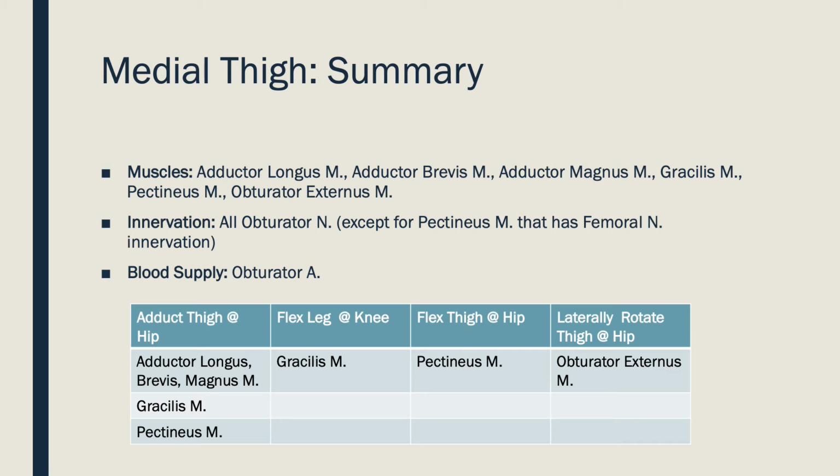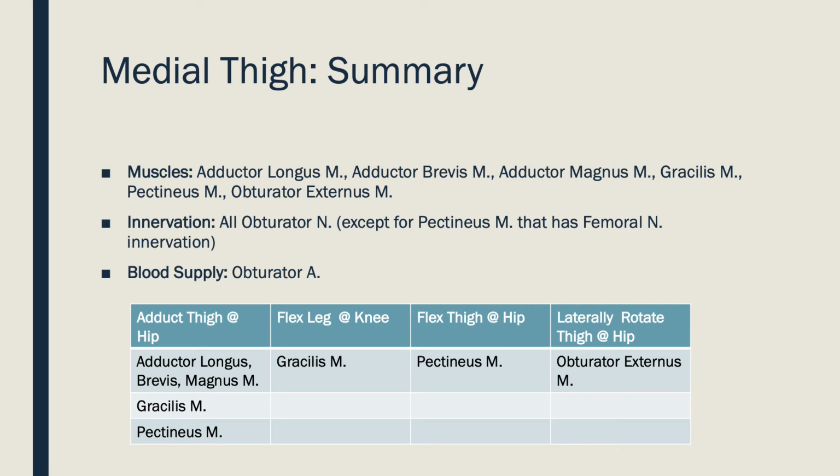To summarize the medial thigh, the muscles are the adductor longus, brevis, and magnus muscles, gracilis muscle, pectineus muscle, and obturator externus muscle. The innervation for all the muscles is the obturator nerve, except for pectineus that has the femoral nerve. The blood supply for everything is the obturator artery.